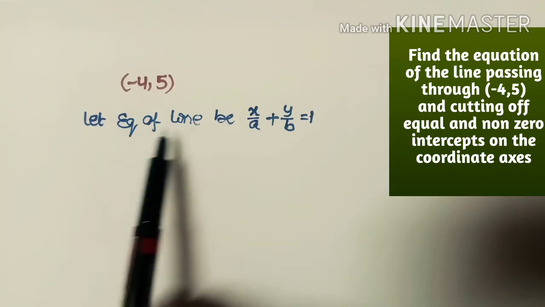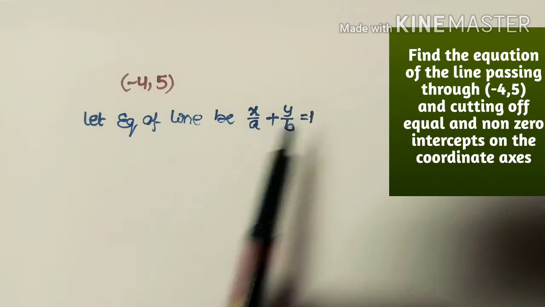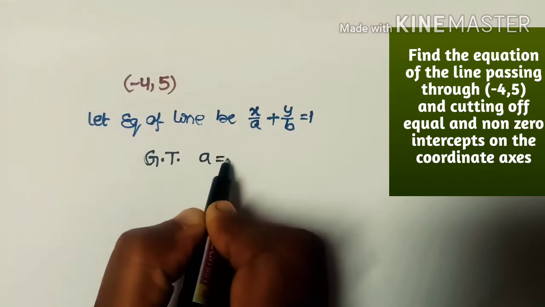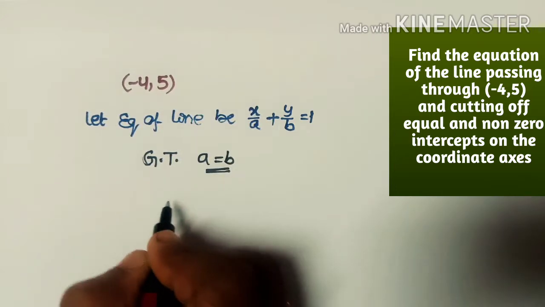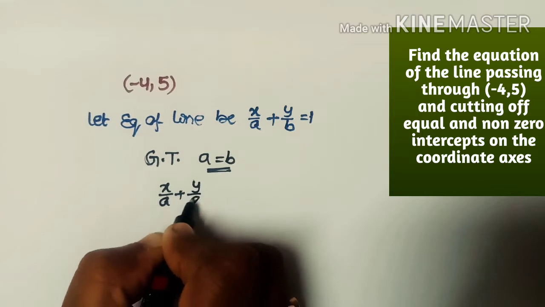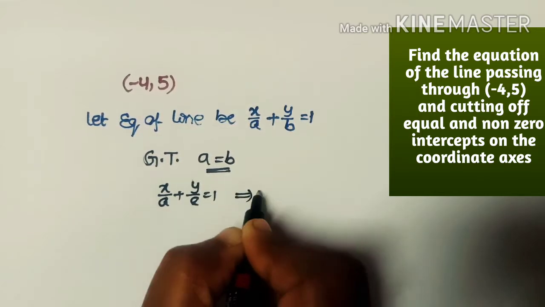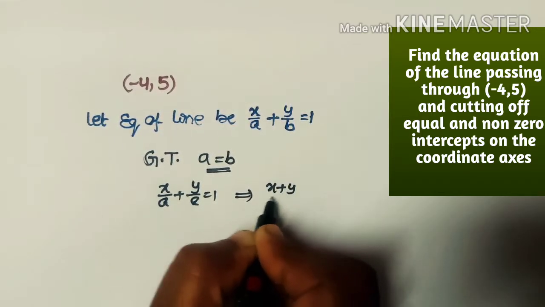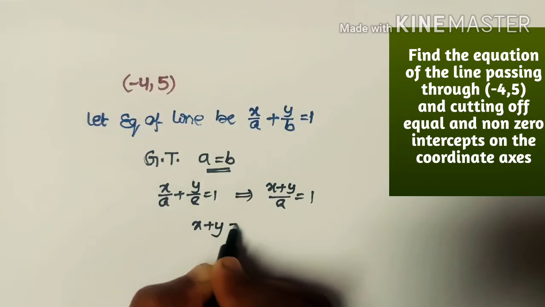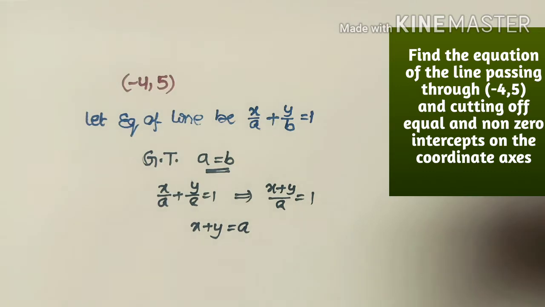So we take the equation of the line as x/a + y/b = 1. Given equal intercepts, a = b. Replacing b with a in the equation, x/a + y/a = 1. Taking LCM, (x + y)/a = 1. Then x + y = a, taking cross product.